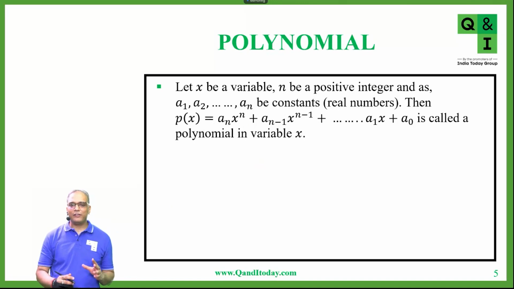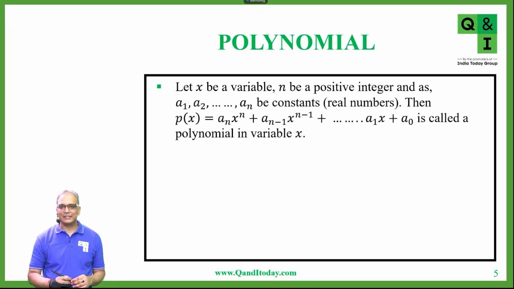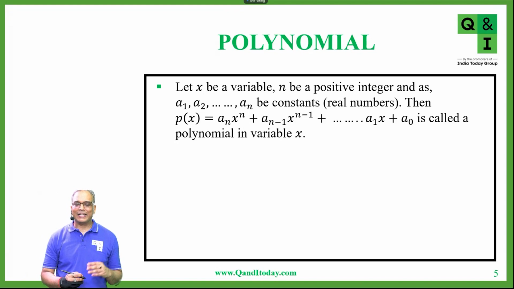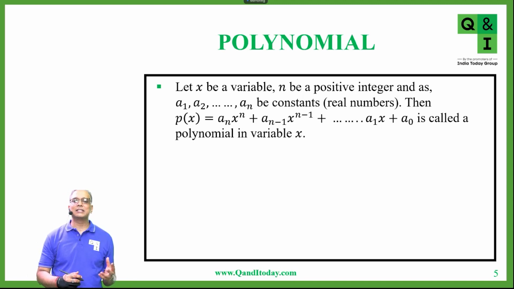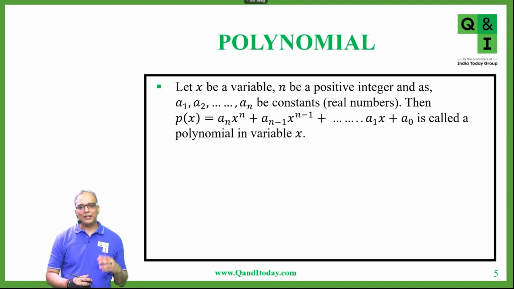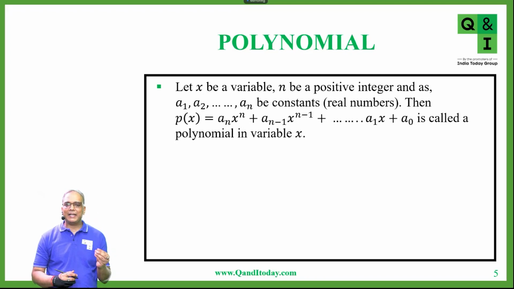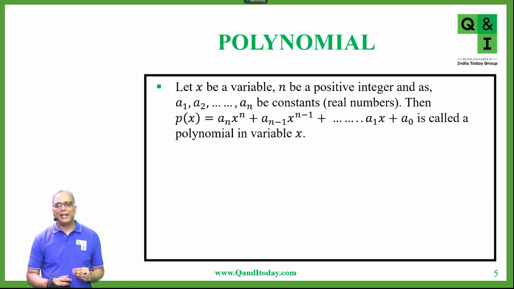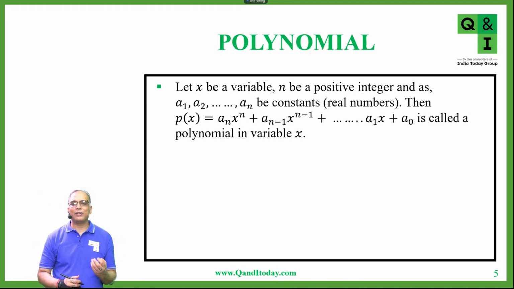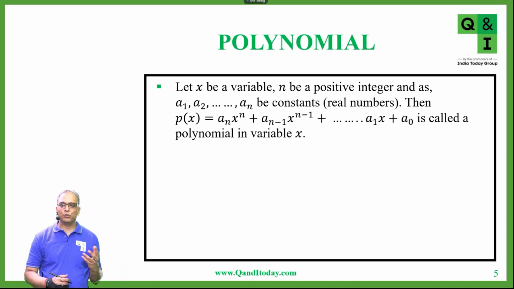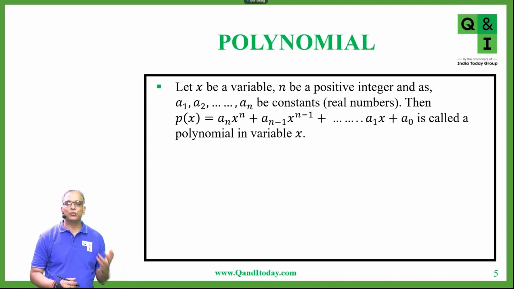So let x be a variable. You know what a variable and what a constant is, right? You have already done that in class 7th and class 8th when we started with algebra. Variables are those numbers which are not fixed. They are represented by alphabets like x, y, z, and they can take any value, right? The value is not fixed. And constants are numbers whose values are fixed, for example, 2, 3, 4. These are the numbers whose values are fixed.